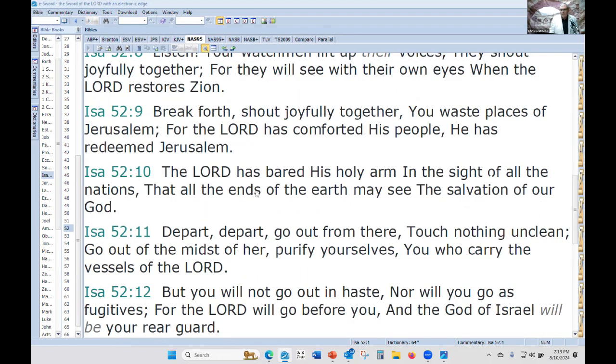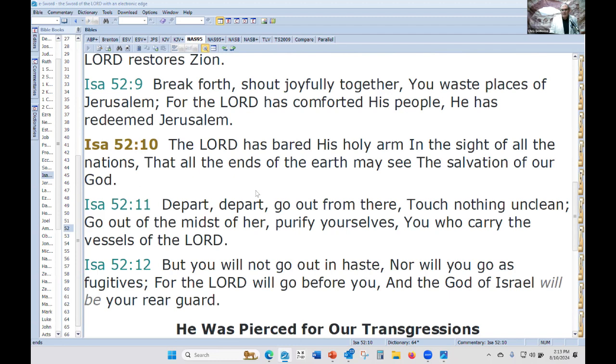Yahweh has bared his holy arm in the sight of all the nations, that all the ends of the earth may see the salvation of our Elohim. I did a little translating in there for you, but I didn't do the right word. Yahweh has bared his holy arm in the sight of all the nations, that all the ends of the earth may see the Yeshua of our Elohim.